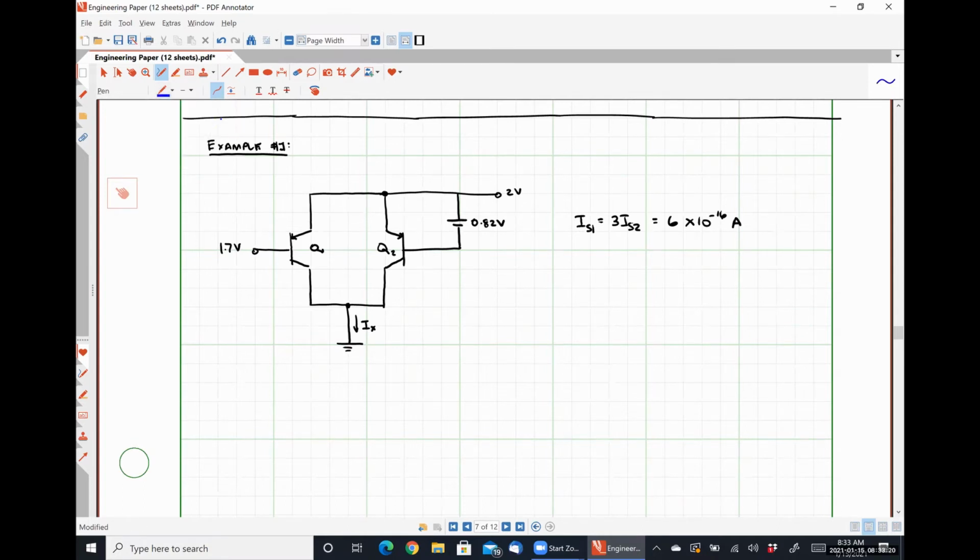Our goal here is to determine the quantity IX, which should be pretty obvious is just going to be the sum of this collector current, which I'll call IC1, and this collector current, which I will call IC2.